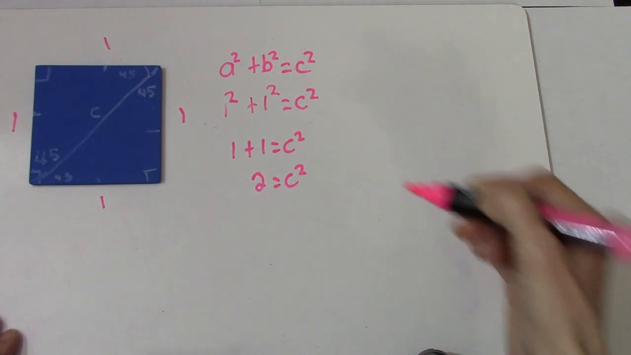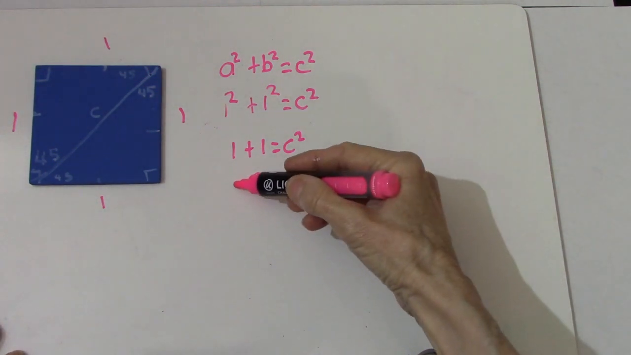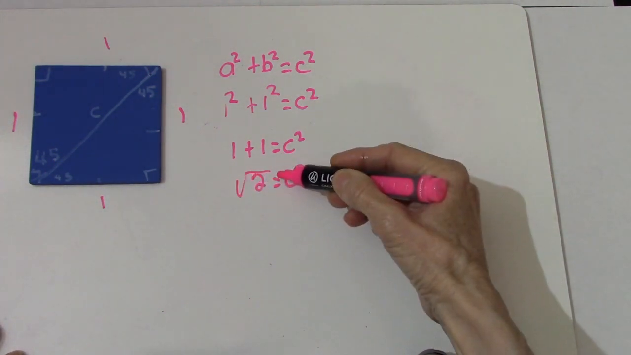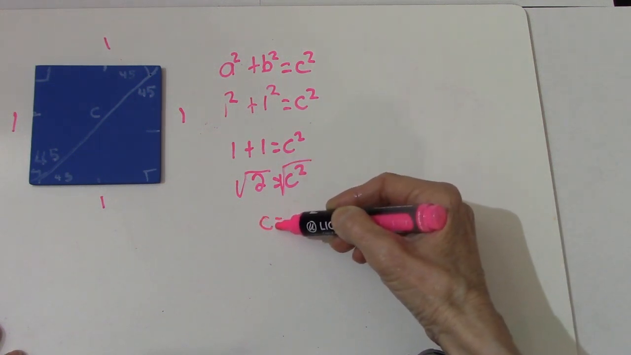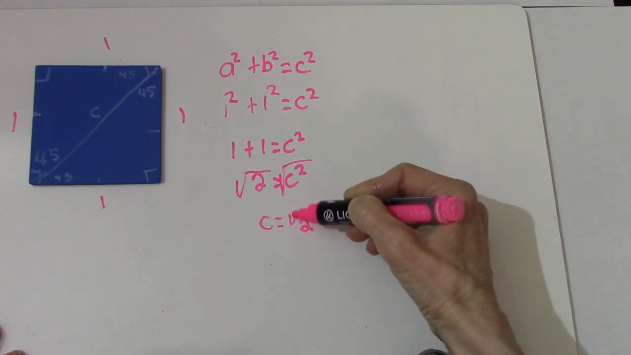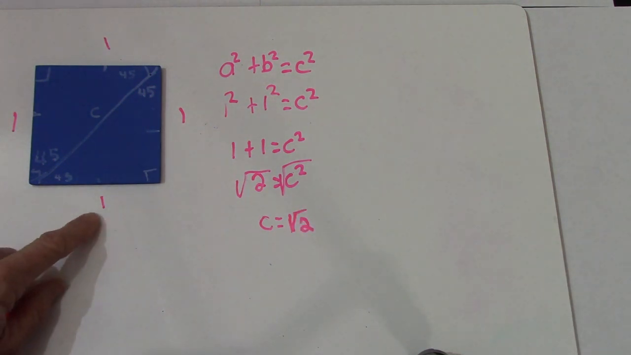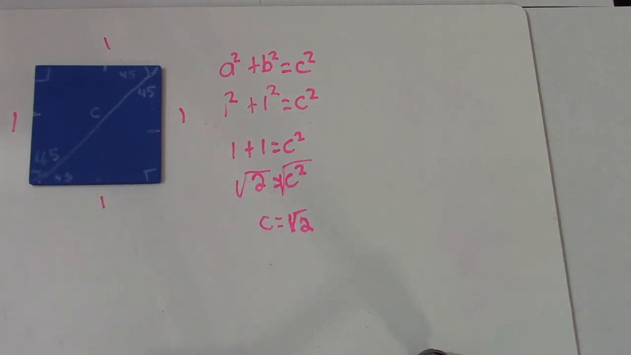So 2 equals c squared. What is the length of c? Well, in this case, it's not going to be a rational number. We take the square root of both sides, which I discussed in a previous video, and we get that c equals the square root of 2. So when this side is 1 and this side is 1, then the hypotenuse is the square root of 2. I'm going to look at a couple more examples.